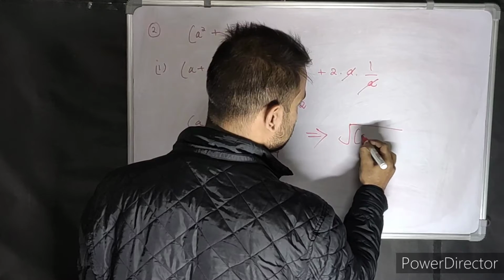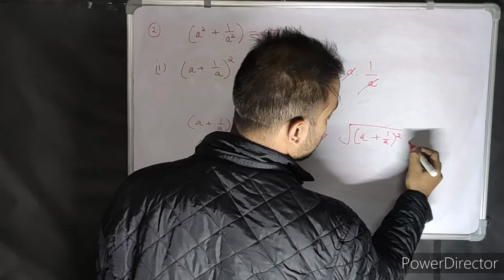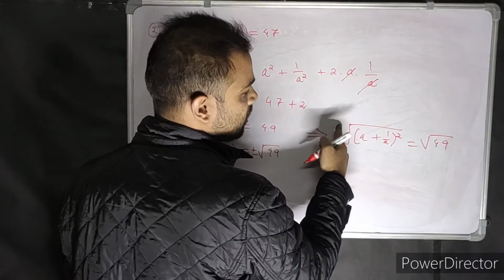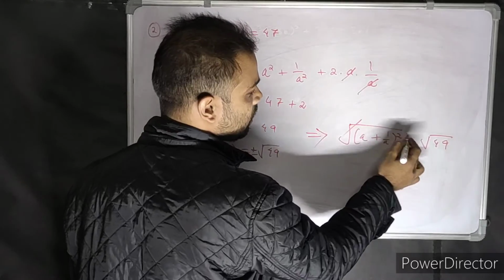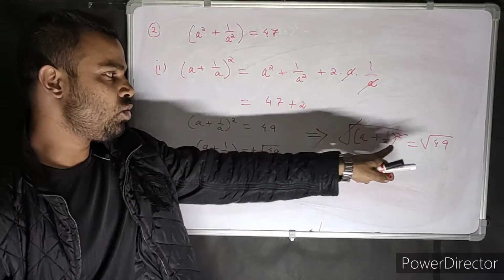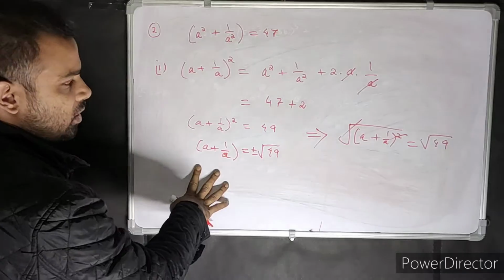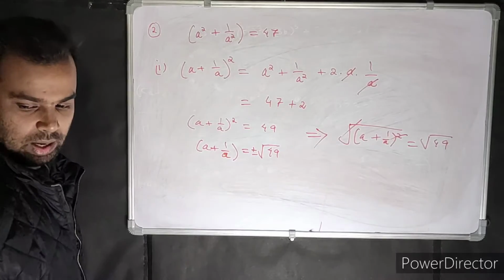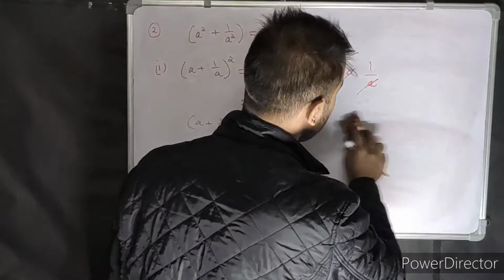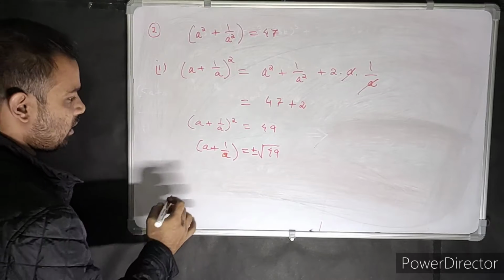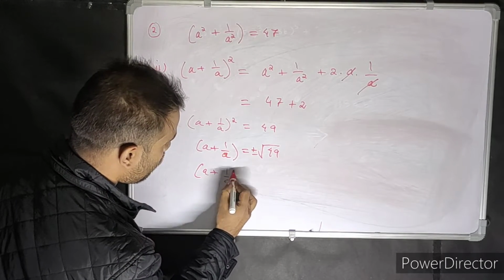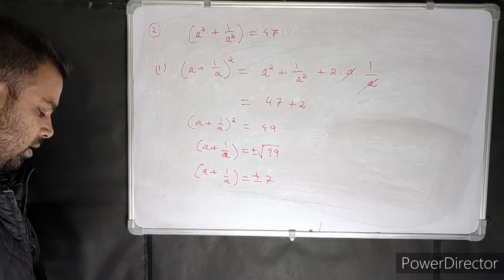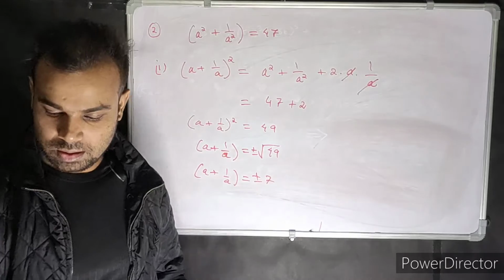The root over on both sides. A plus 1 by a whole square is equal to root over of 49. Now root over means half. This is a half and that is a 2. The 2 and the half got cancelled. Now you are left with just a plus 1 by a. You don't have to do this. You can just do this one directly. Okay. No problem. You'll still get your full marks. So a plus 1 by a is equal to plus minus 7. So there are two values. One is plus 7 and the other is minus 7. Okay, so that's your answer.